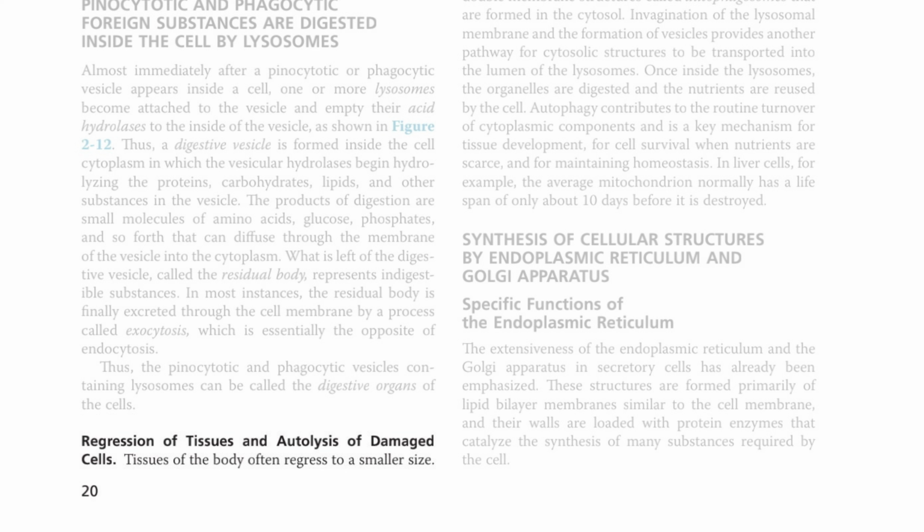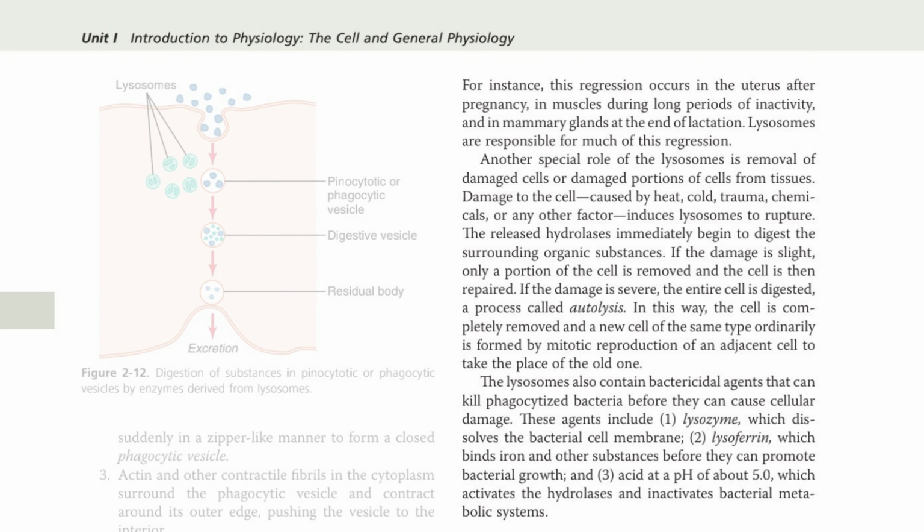Regression of tissues and autolysis of damaged cells. Tissues of the body often regress to a smaller size. For instance, this regression occurs in the uterus after pregnancy, in muscles during long periods of inactivity, and in mammary glands at the end of lactation. Lysosomes are responsible for much of this regression. Another special role of the lysosomes is removal of damaged cells or damaged portions of cells from tissues. Damage to the cell caused by heat, cold, trauma, chemicals, or any other factor induces lysosomes to rupture. The released hydrolases immediately begin to digest the surrounding organic substances. If the damage is slight, only a portion of the cell is removed and the cell is then repaired.